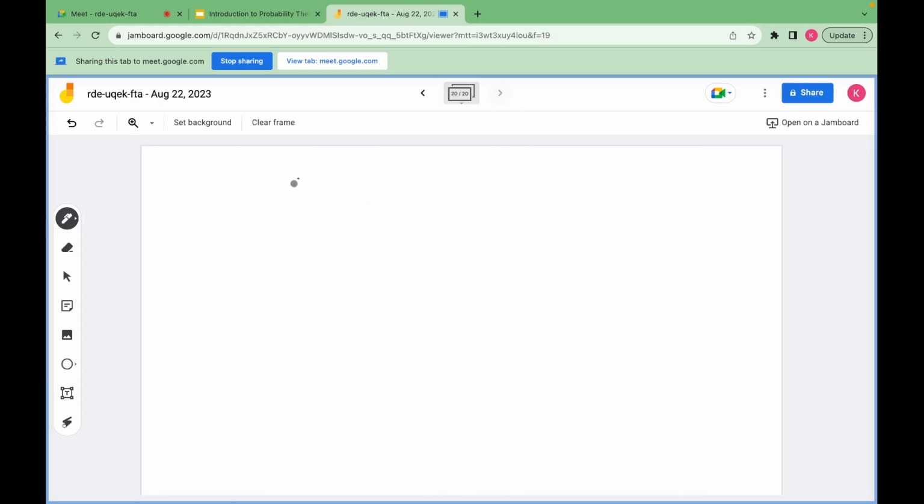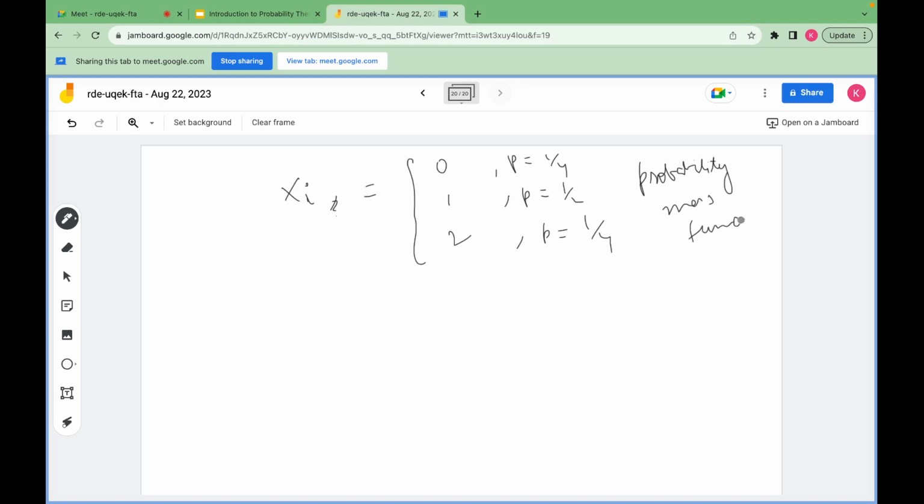And we are given that all these xi's will be 0, 1 or 2. This is with the probability 1 by 4, this is with the probability 1 by 2, and this is with the probability 1 by 4. So this is a kind of probability mass function for these random variable x.